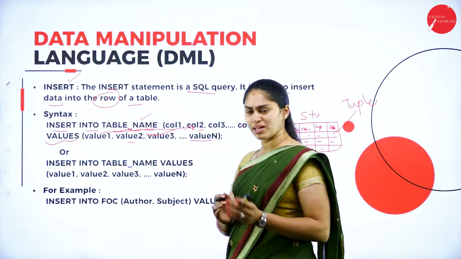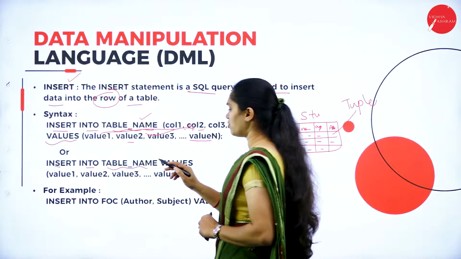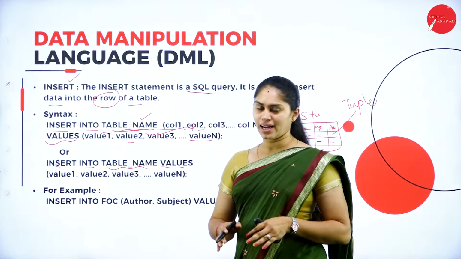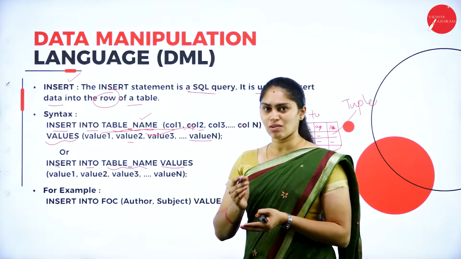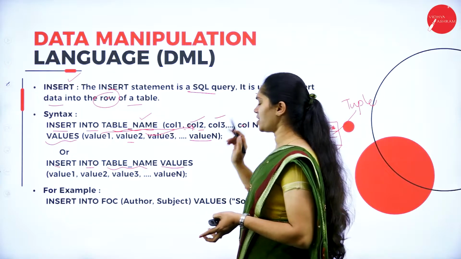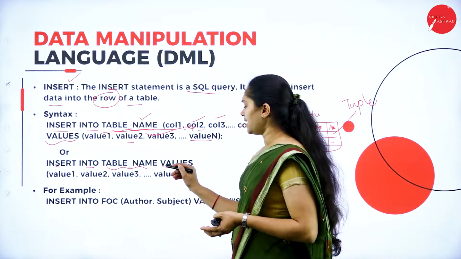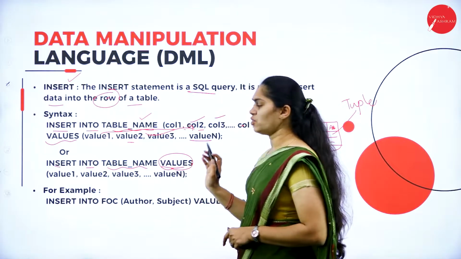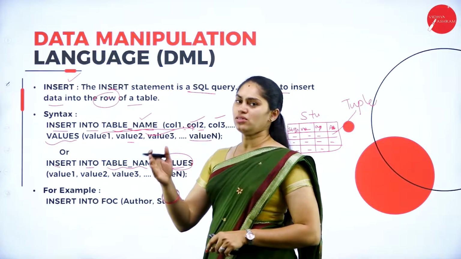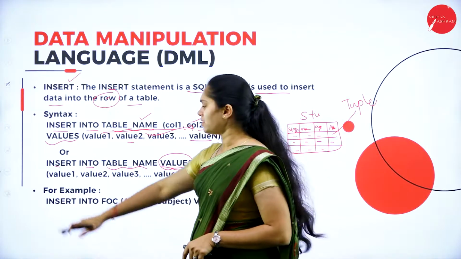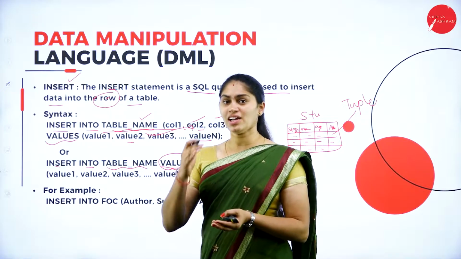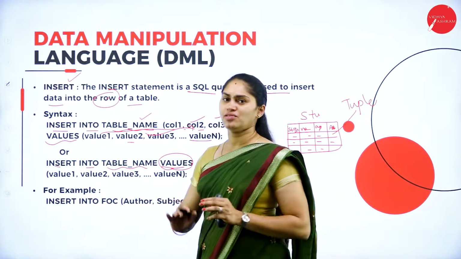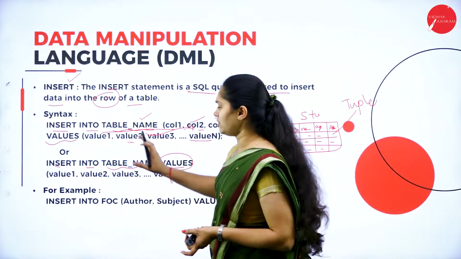Or else we have one more method: insert into, we give the name of the table, and instead of mentioning the column names, if you already know how many columns there are along with their data types, we can directly give the values. Insert into table name, then values, value 1, 2, 3 up to value n. That includes up to column n. Okay. All the time, the number of values that we are giving should be the same as the number of columns in the table. If you are missing any one of the columns, that will be null. So these are the two ways.